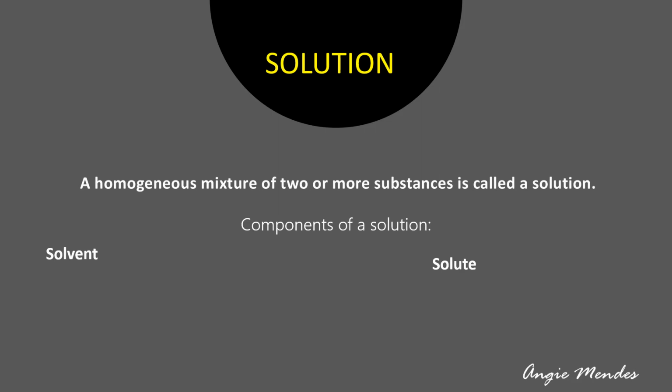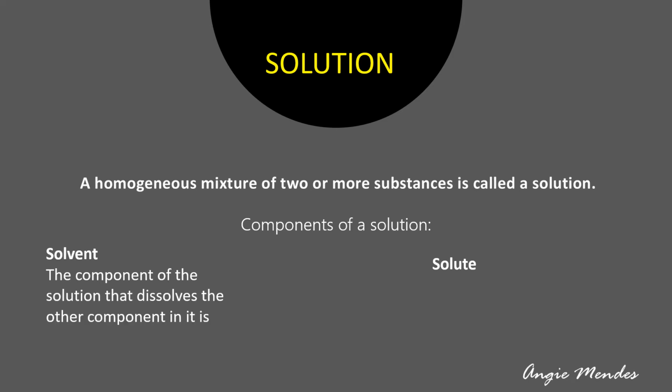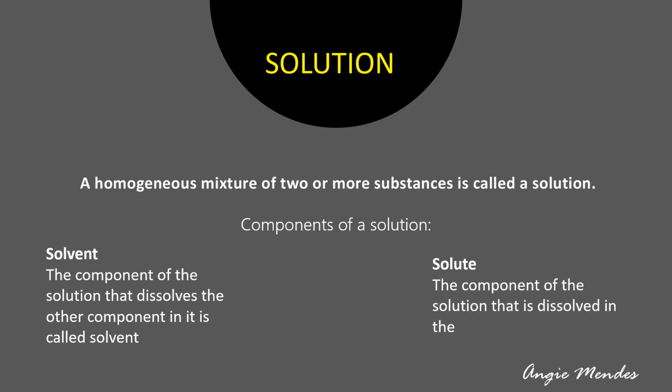There are two main components of a solution: solvent and solute. The solvent is the dissolving phase, the component of the solution that dissolves the other component in it. Whereas the solute, which is the dissolved phase, is the component which is usually present in lesser quantity, and the component of the solution that is dissolved in the solvent is called a solute.